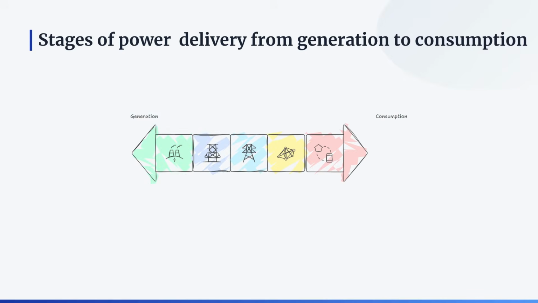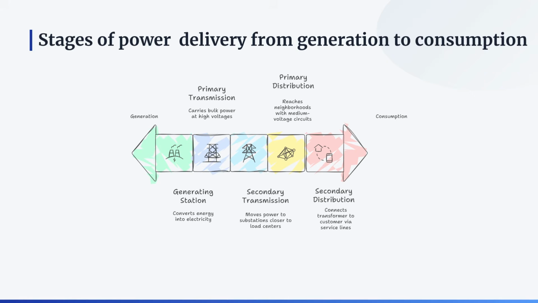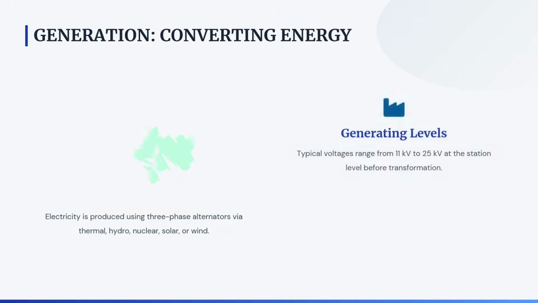The delivery of electricity typically happens in 5 stages. It starts at the generating station, moves through primary and secondary transmission for bulk transport, and concludes with primary and secondary distribution. While some smaller schemes might skip secondary transmission, this 5-level structure is the standard blueprint for making energy reach the load point safely and in a usable form.